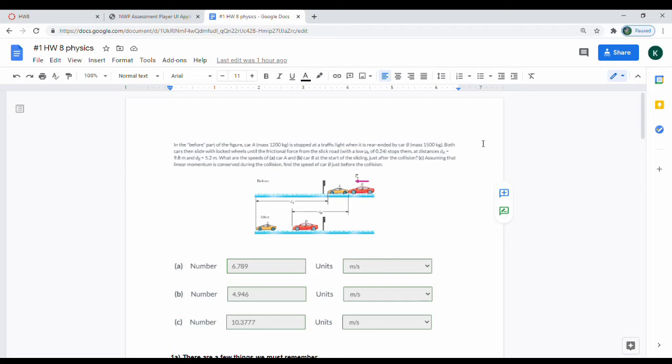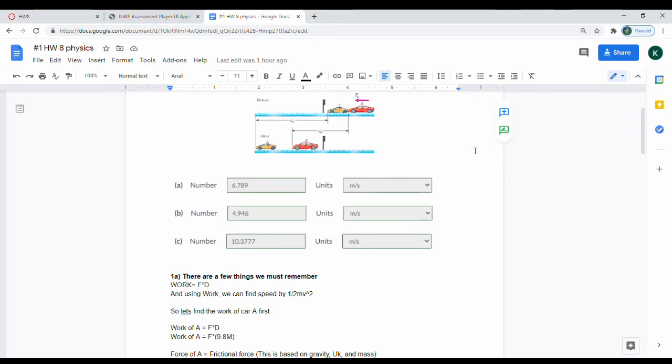I'm doing question 1 from homework number 8. So I'm going to assume most of the problems with C, but I'll go through one at A and B too, as well. They're exactly the same, but just different numbers. So for A, we're being asked about the speed of car A and B. So this is really just one problem.